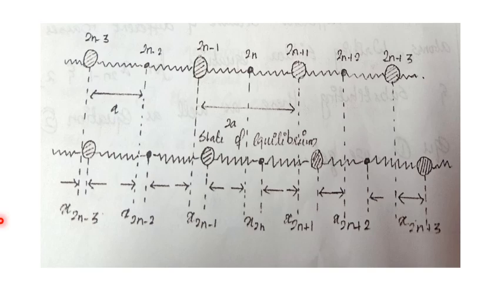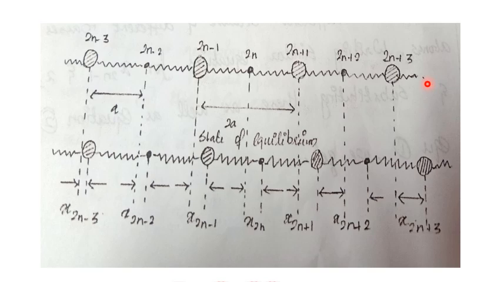Now this is the state of equilibrium and this is the state of displacement. Consider there is a 2n atom, and here it is 2n plus 1, which is the capital mass, this is small mass 2n plus 2, then this is capital mass 2n plus 3, etc. Similarly, on this side there is a big mass 2n minus 1, small mass 2n minus 2, capital M 2n minus 3, etc. So we arranged the atoms alternately.